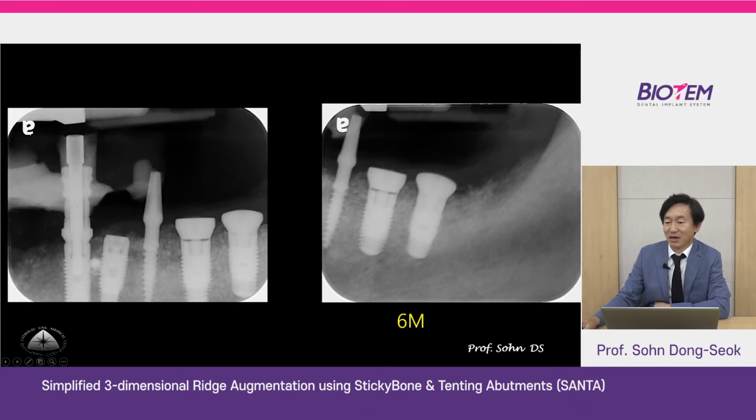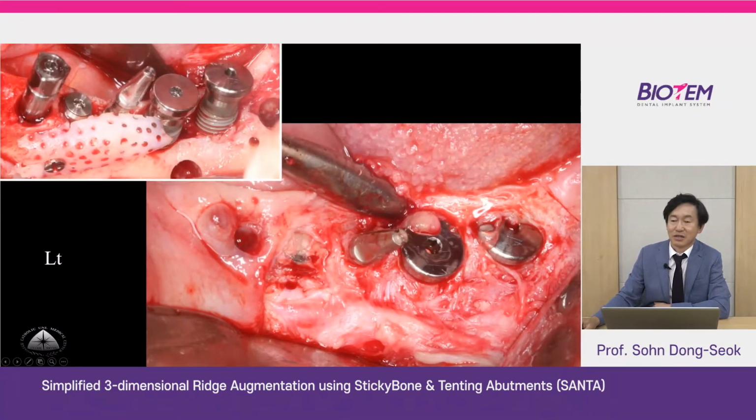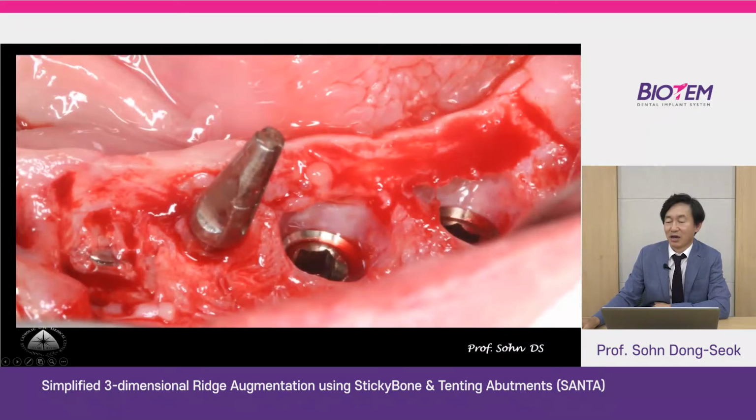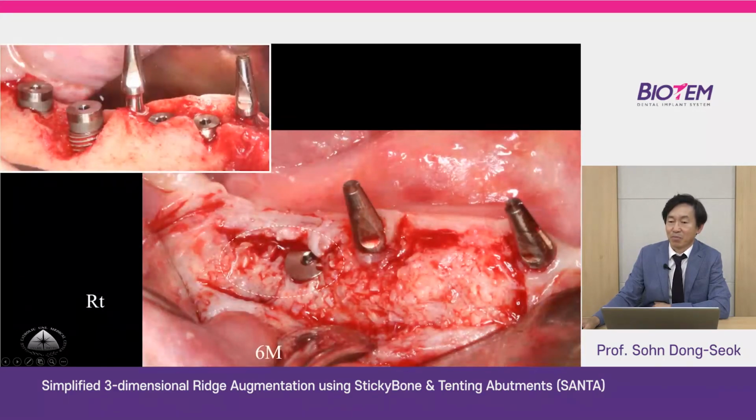Six months later, you can see the beautiful vertical 3-dimensional ridge augmentation thanks to the tenting pole abutment. This is before grafting. This is the 6 months healing. The healing abutment was removed. You can see the good bone regeneration over the implant platform.